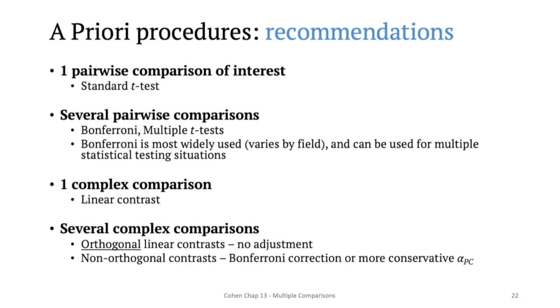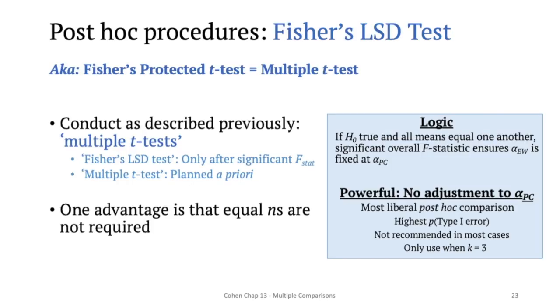So again, if it's simple, do a t-test. If you have several of them, use some adjustment like Bonferroni. If it's a complex comparison, then use a linear contrast. And if you have several complex comparisons, make sure they're orthogonal. All right, the last part of this lecture is all these post hoc procedures.